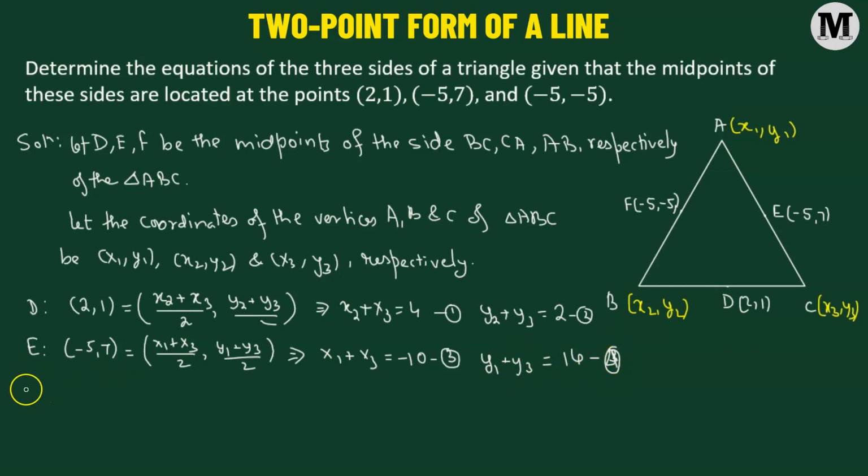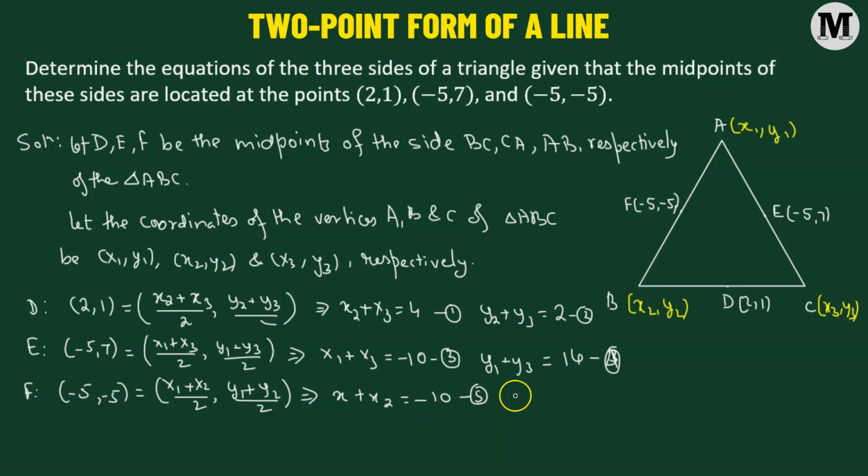Fine. Next, we come to the midpoint F. F has been given as (-5, -5). We can use the coordinates of A and B to define the coordinates of point F. That's simply (x1 plus x2) divided by 2 for the x coordinate, and (y1 plus y2) divided by 2 for the y coordinate. When we equate, we get x1 plus x2 equals -5 times 2, so that's -10. Let this be equation number 5. And then y1 plus y2 equals -10 as well. Let this be equation number 6.